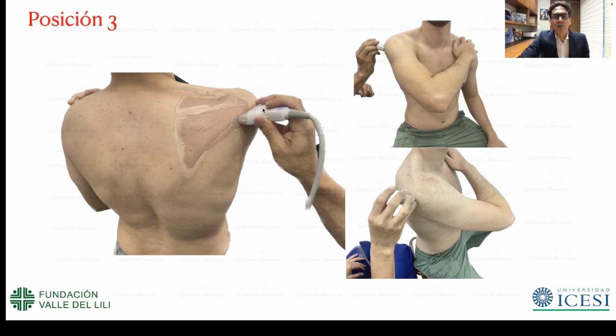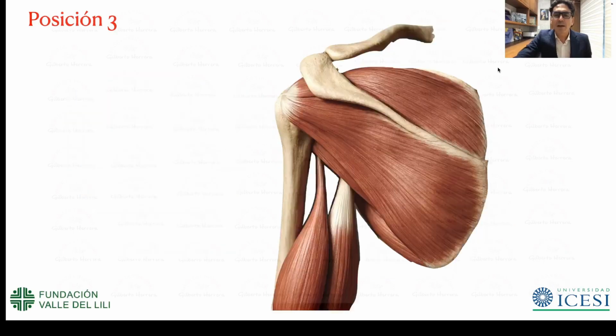And we are going to place our probe in the posterior region. This is a position for evaluating the posterior segment of the shoulder, and the position is as we show here, basically having the patient place their hand on the opposite shoulder. And now we are going to refer to the anatomical segment.